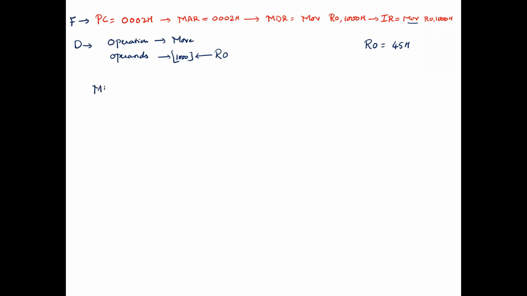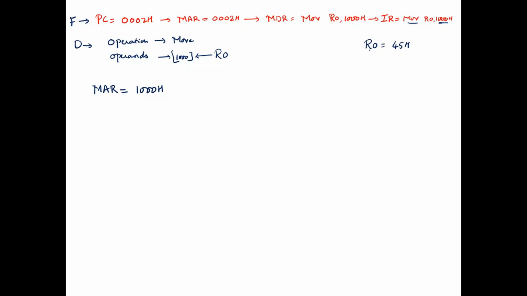Now MAR will be loaded with 1000H. Right? Now this is not from the PC. Now what is MAR holding? MAR is holding the address of the memory where the data needs to be copied. Now it is pointing there. Now where are the contents? The contents are available in R0.